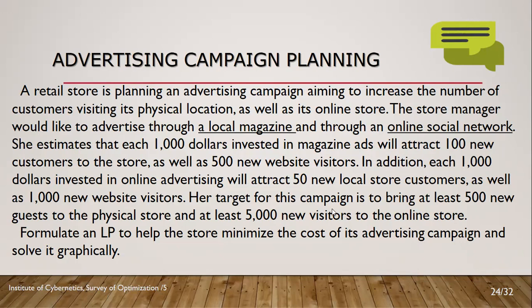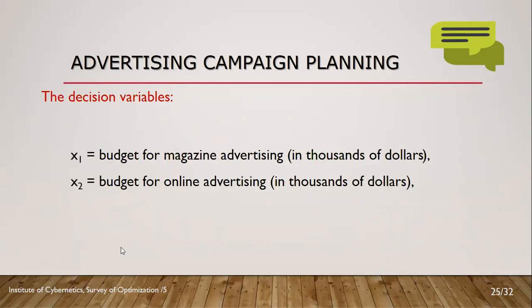Her target for this campaign is to bring at least 500 new guests to the physical store and at least 5,000 new visitors to the online store. So our task is to formulate an LP to help the store minimize the cost of its advertising campaign and solve it graphically. Well, traditionally, we start with identifying decision variables. As we clearly have two types of advertising, therefore we will set the variables accordingly.